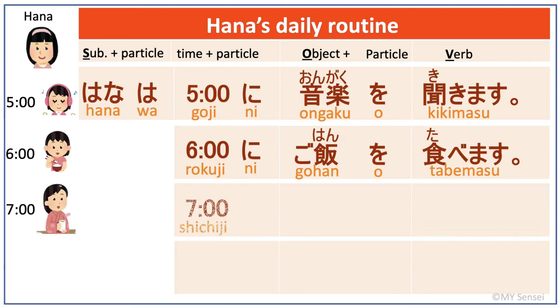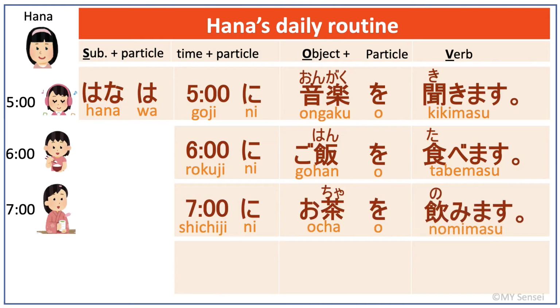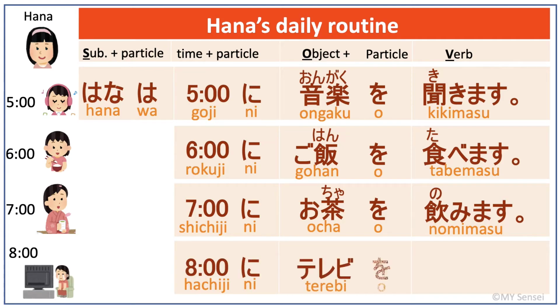Hana drinks tea at 7. 7時にお茶を飲みます. Hana watches TV at 8. 8時にテレビを見ます. Please note that all of the sentences are using this SOV sentence pattern with the time words appearing right after Hana. We can change all of these sentences here into questions.